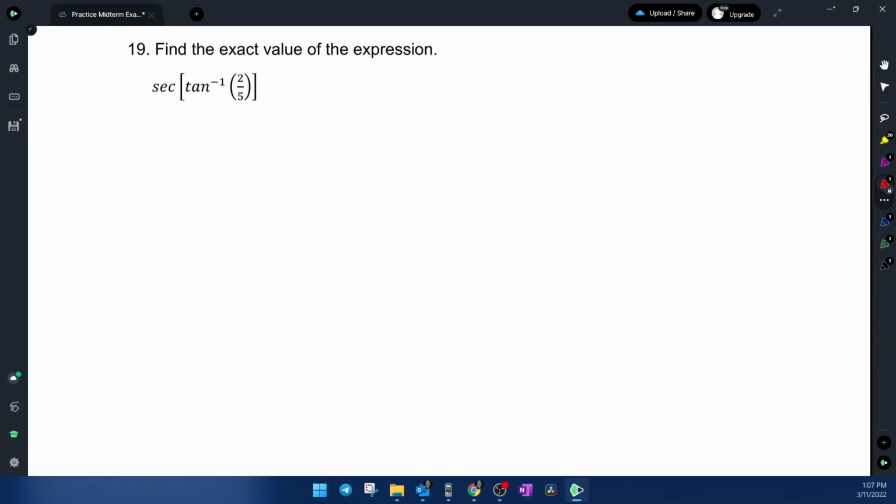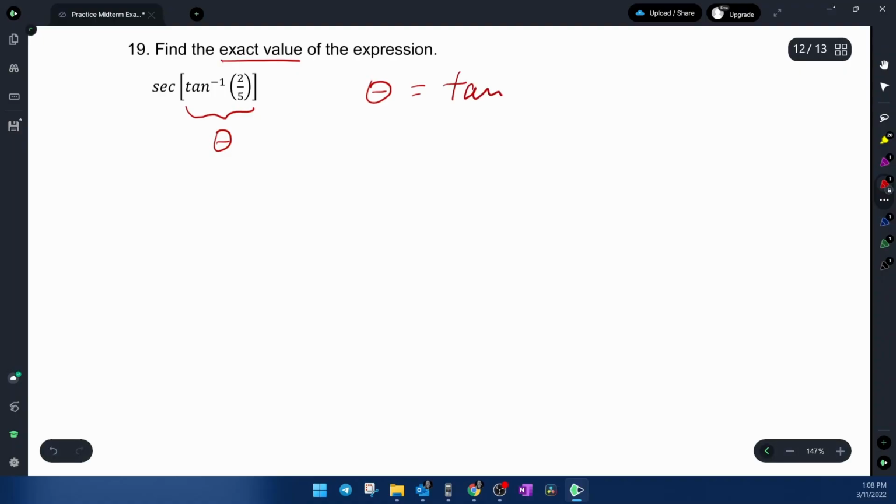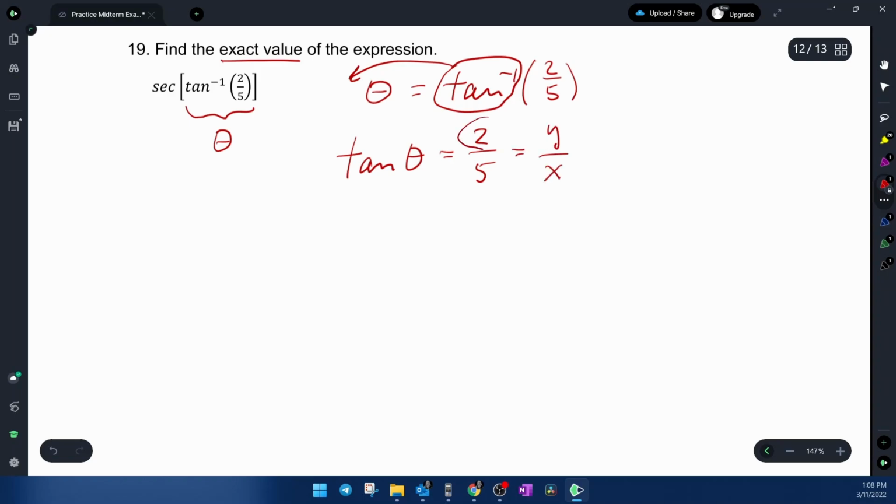Next, number 19, we need to find the exact value of this expression. The first thing you need to notice is that an inverse trig function is an angle. So we're going to bring this over to the side and work on it. Theta is the inverse tangent of 2/5. If I bring the inverse tangent back to the other side, that will turn it into regular tangent. Regular tangent is 2/5, but we know tangent is y over x. So that gives me the values of x and y.